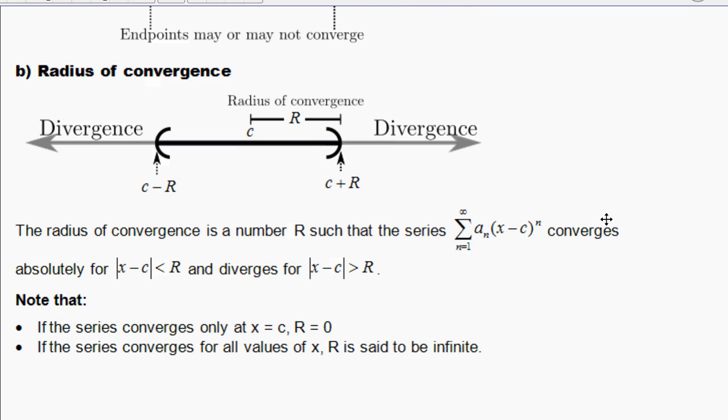And I'll discuss in the next examples how to find the radius of convergence. Now, these are just some key points here. If the series converges only at one point, then the radius of convergence is 0. And if the series converges for all values of x, then the radius is said to be infinite.